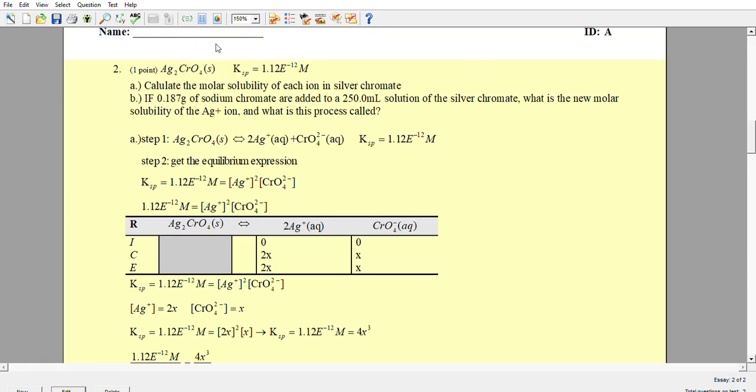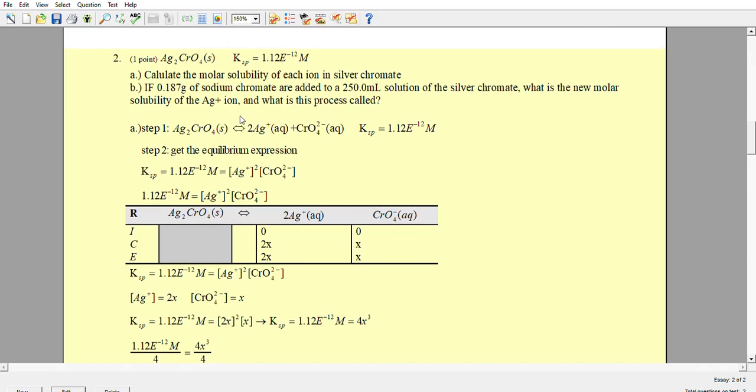Okay, let's get started. Now, this was similar to the test. I may have changed some of the answers or numbers a little bit, but conceptually it's going to be identical. You've got this compound, silver chromate. It's sparingly soluble in water, which means if you put it in water, it might make a couple of ions here and there, but it's going to be in equilibrium where those ions could go back to being a solid. And it gives you this thing called the solubility product constant, or the KSP value. It's a pretty small number. So it said, calculate the molar solubility of each ion in silver chromate.